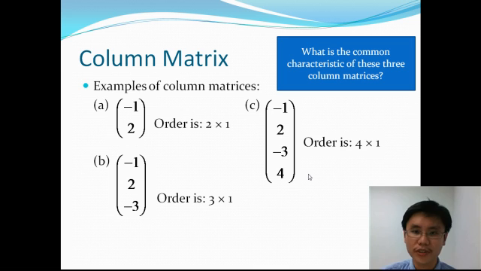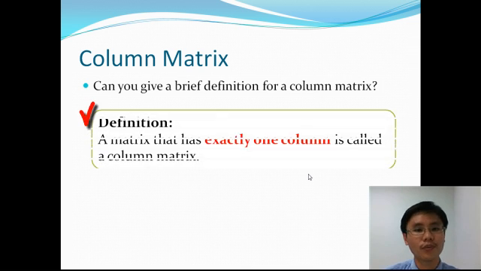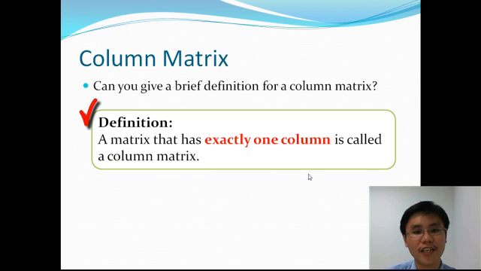What is the common characteristic of these 3 column matrices? Did you notice that each column matrix has number of columns equal to 1? Can you give a brief definition for a column matrix? Well done. A matrix that has exactly 1 column is called a column matrix.